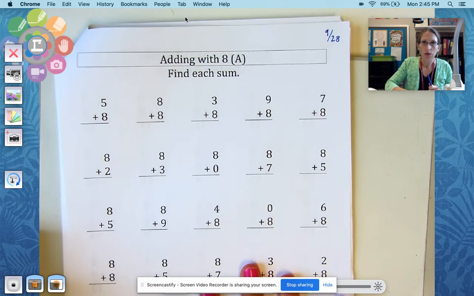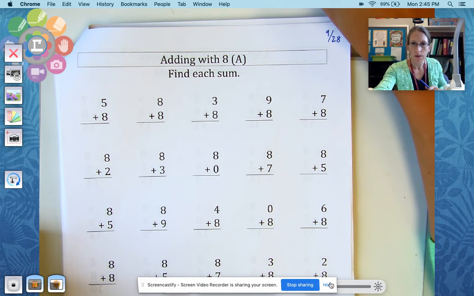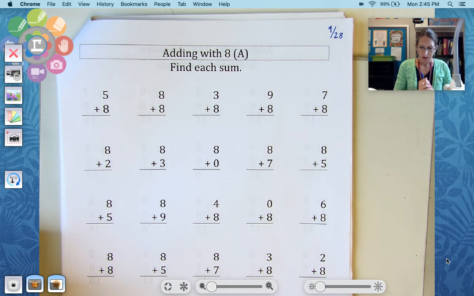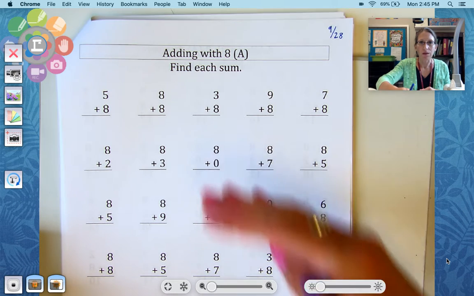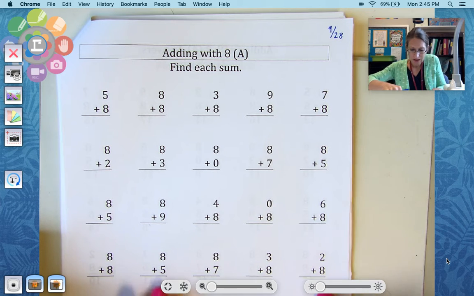We are going to look at page 15 in our fact practice packet. Today we are working on adding 8. Remember that we've been talking about trying to really get faster with our math facts. So it would be a really good idea for you to time yourself and see if you can complete this one page in 1 minute or 2 minutes or maybe even 30 seconds. I bet you could do it.